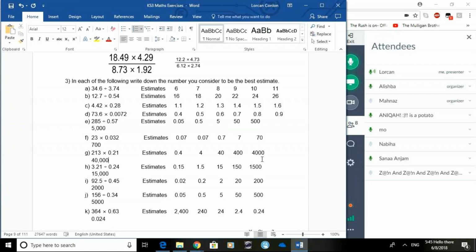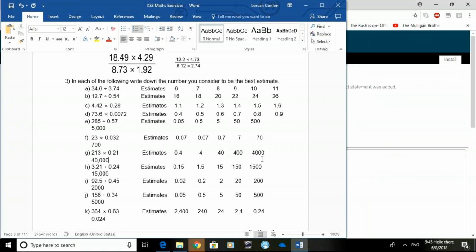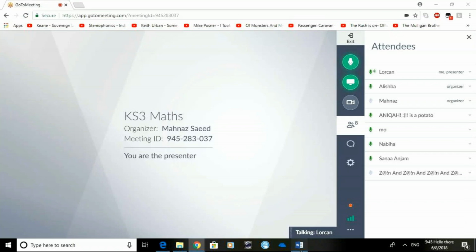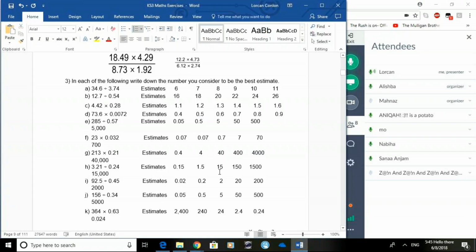So what we're trying to do here is see which of these estimates is closest. So we want to roughly estimate this. We're going to do these ones to one significant figure. So what's 213 to one significant figure? 200. Just 200, yeah. So it's 200 times 0.2.